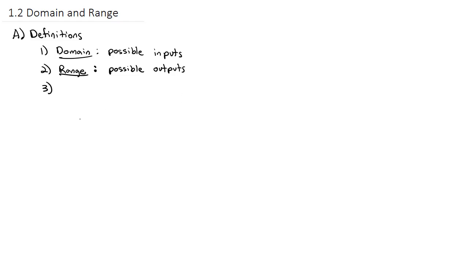Now, as we're looking at this idea of domain and range, the inputs and the outputs, there are several ways to express these limitations on the inputs and the outputs. One way to express it is with an inequality, which uses symbols like less than or equal to, greater than or equal to.